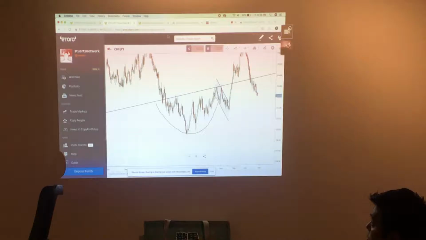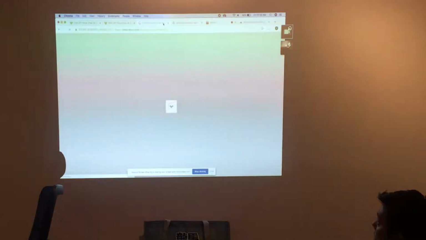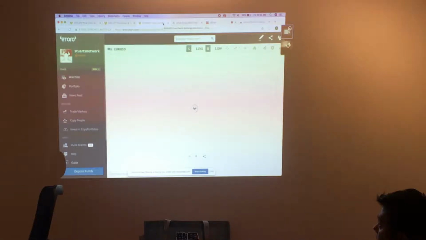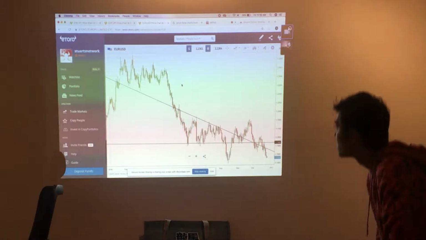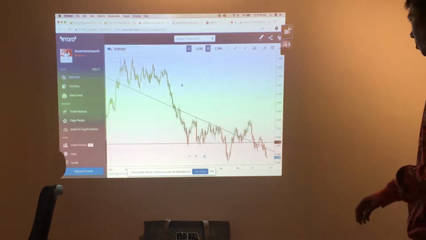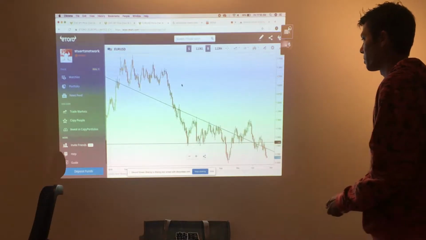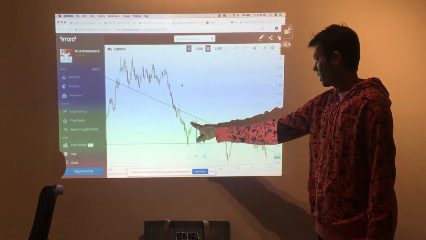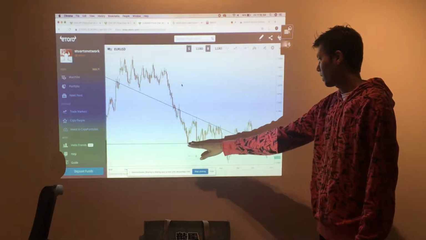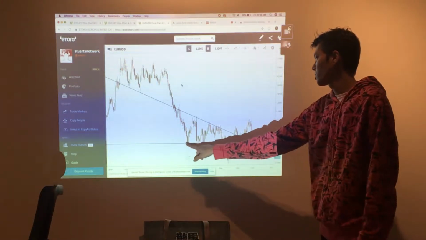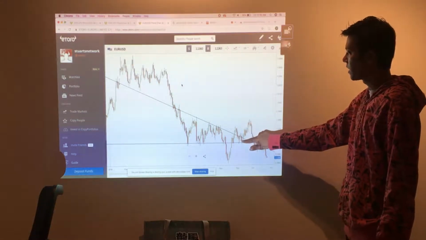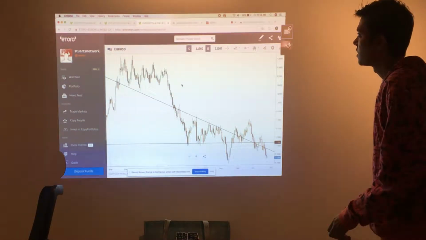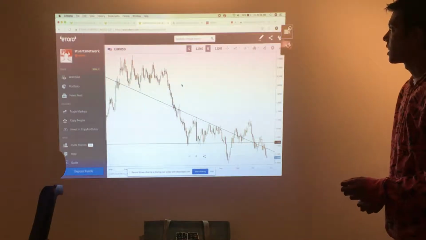So to showcase another one for the triangle pattern, this is the euro dollar, the euro and the US dollar. As you can see, this is the ascending triangle formation, where the highs are lower, and then it's equal on the lows here, and then we can see a breakout happening above the formation. So this is another example of it.